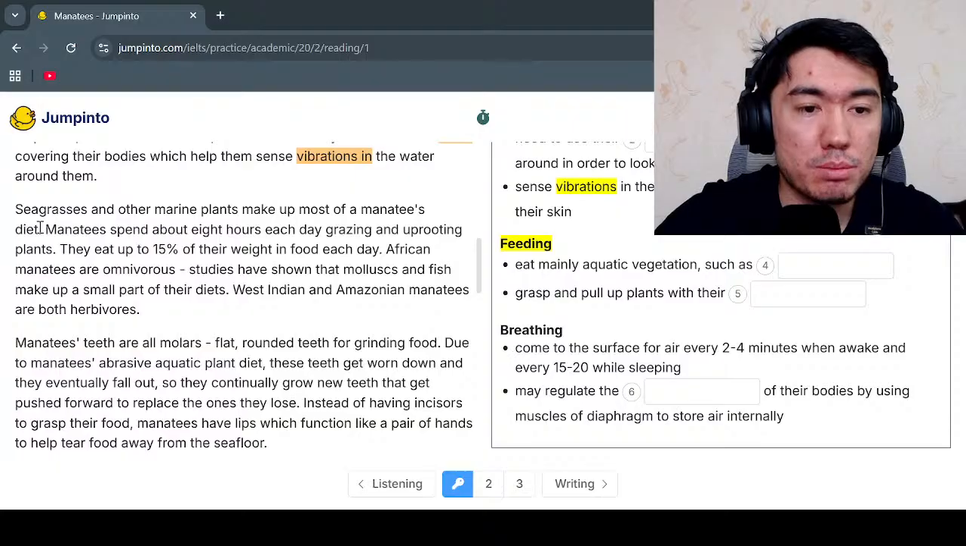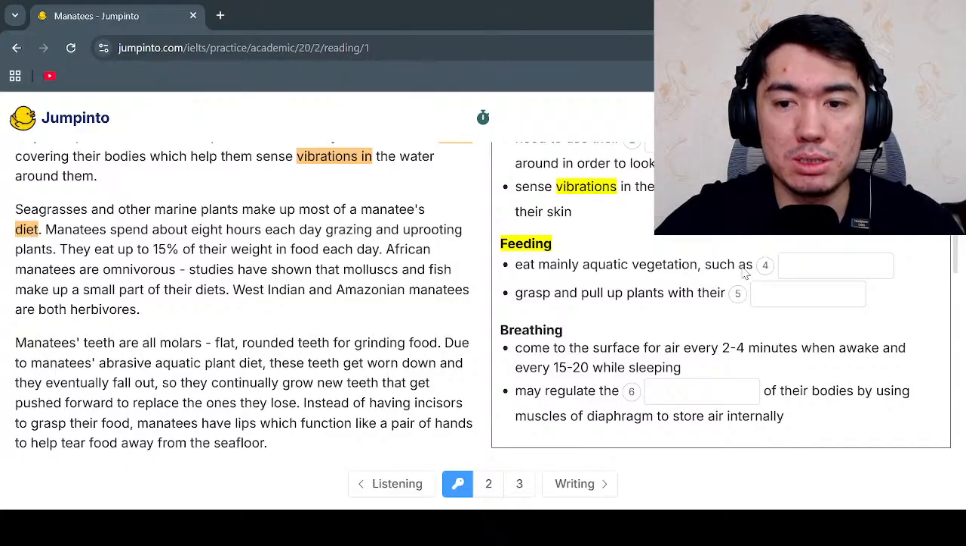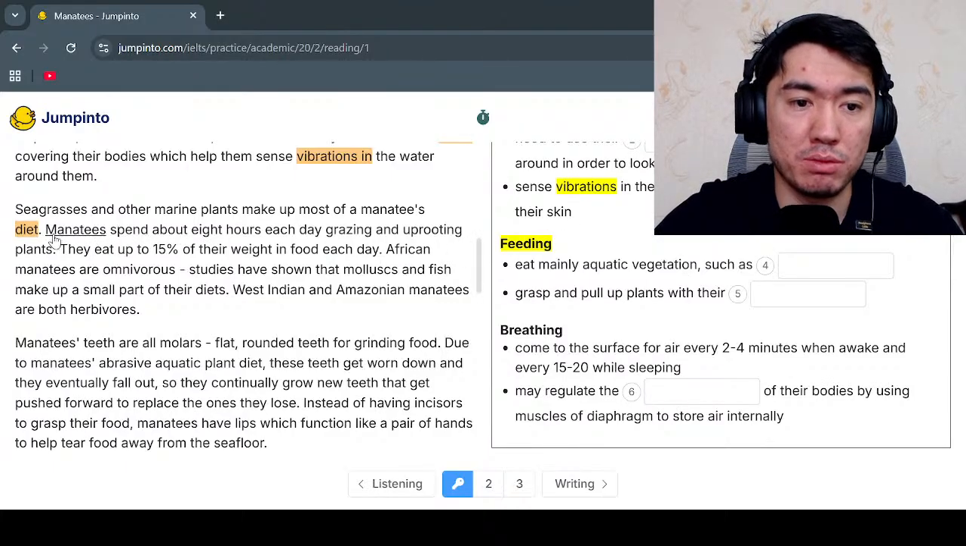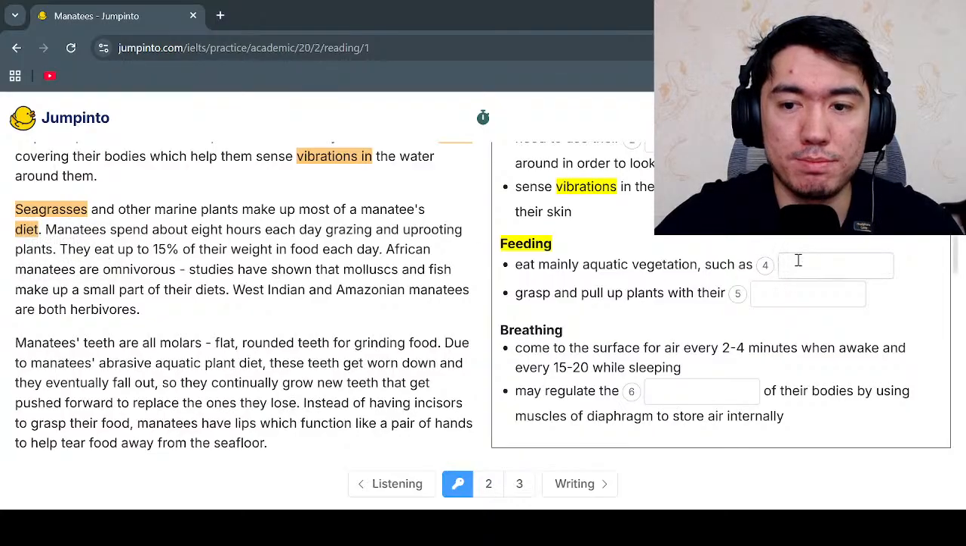Okay, yes, it's diet. There you go. That means feeding. So they eat vegetation, like different weeds. Just need to find one example of that. Seagrasses and other marine plants. So plants means vegetation, and seagrasses is the answer.